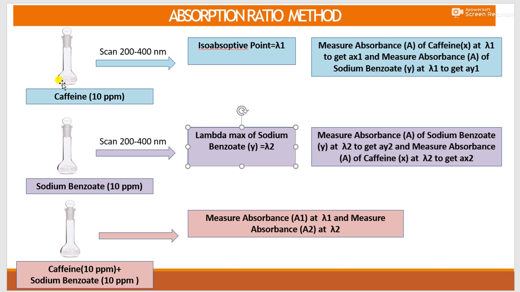Now the absorbance of both the solutions at lambda 1 and lambda 2 are calculated to get AX1, AY1 and AX2 and AY2. AX1, AY1, AX2 and AY2 are absorptivities. So from absorbance, absorptivities for both the components, for both the wavelengths, are calculated. Now for this sample solution containing caffeine and sodium benzoate 10 ppm each, you have to measure the absorbance at lambda 1 and lambda 2 to get capital A1, that is absorbance, and capital A2 respectively.